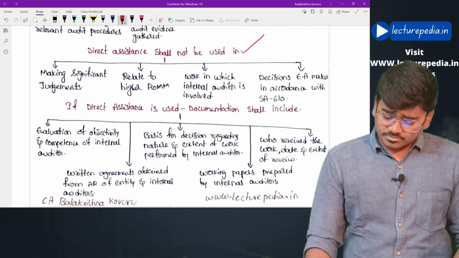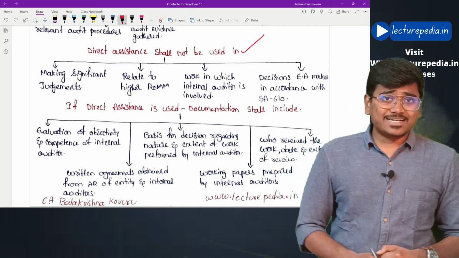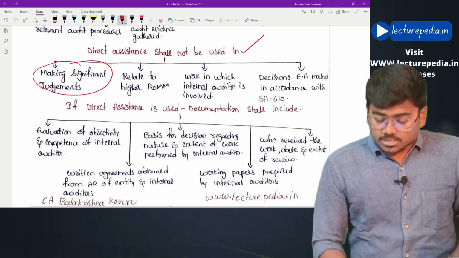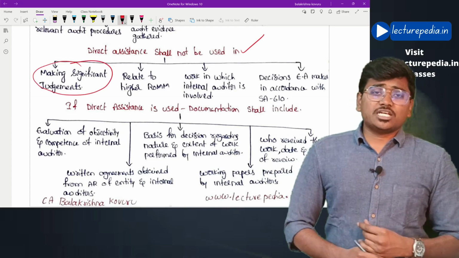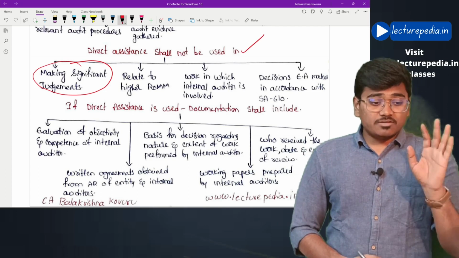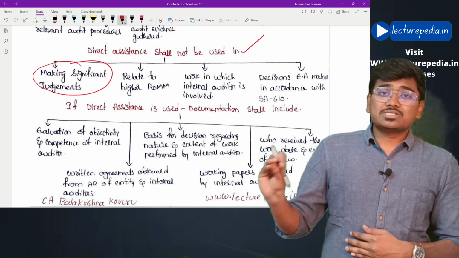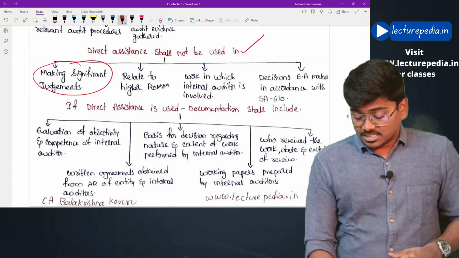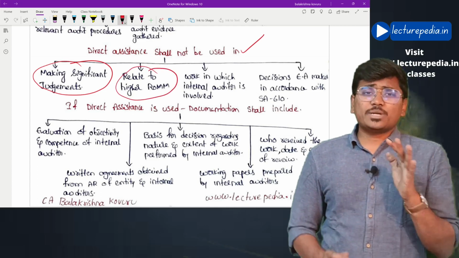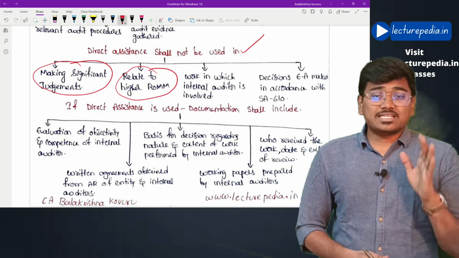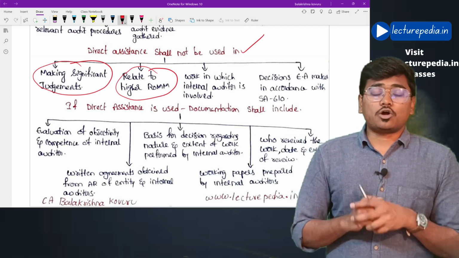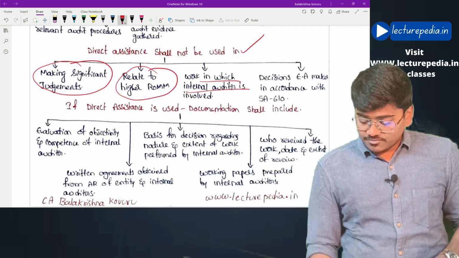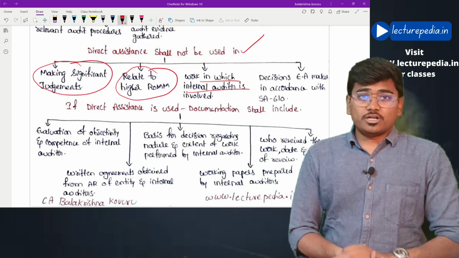Next, external auditor should not use direct assistance in certain areas. What are those areas? If there are significant judgments involved in any particular area, then for that particular area you should not use direct assistance. External auditor himself has to perform that work. Next, if there is a higher risk of material misstatement in any area, even that area has to be audited by external auditor himself. He should not use direct assistance. And work in which internal auditor is involved.